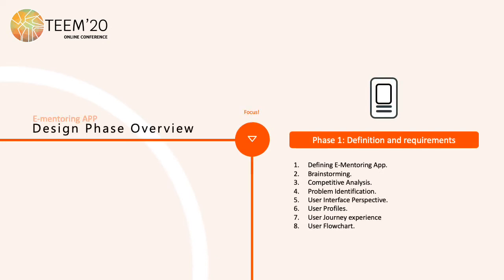Requirements to design our mobile application. There are 4 fundamental phases in the creation of the e-mentoring application. The first phase is definition and requirements. The following actions were taken for this phase.